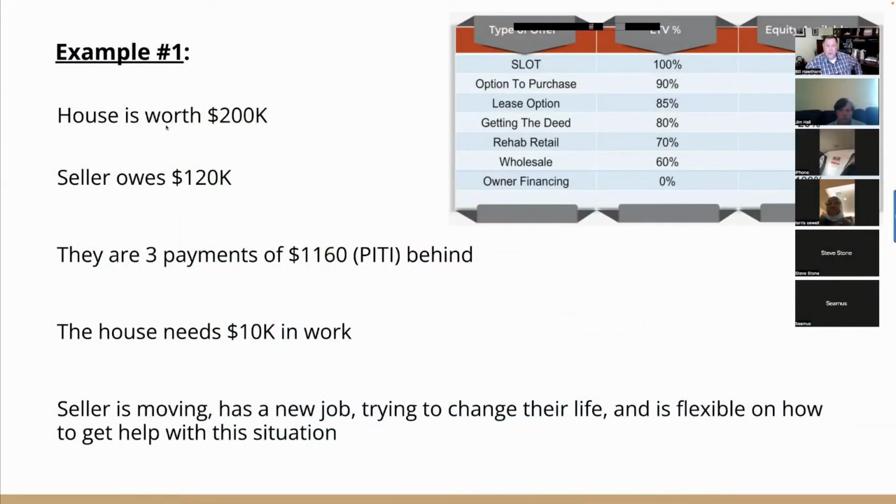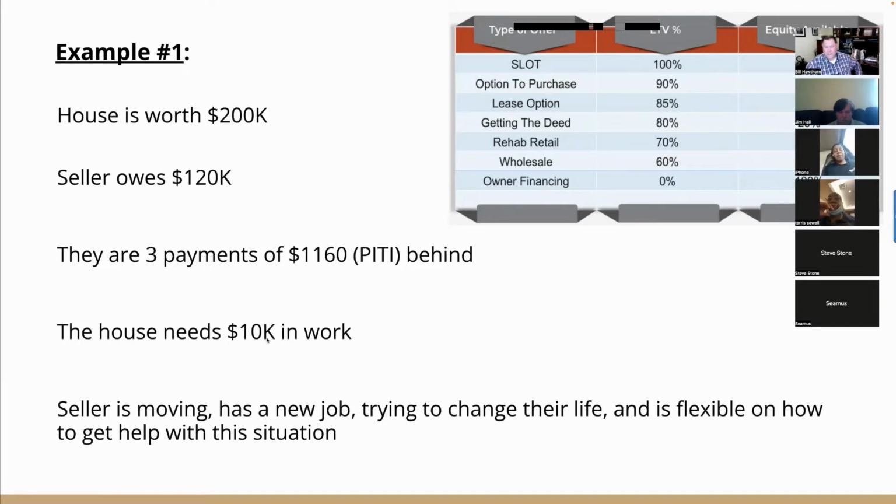Example number 1, the house is worth $200,000. The seller owes $120,000. They have their 3 payments, and PITI means principal, interest, taxes, and insurance. Principal, interest, taxes, and insurance. So that's a fully loaded payment. Is $1,160, and they're behind 3 payments.